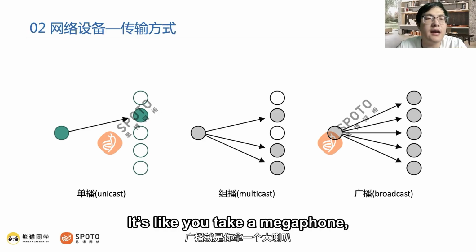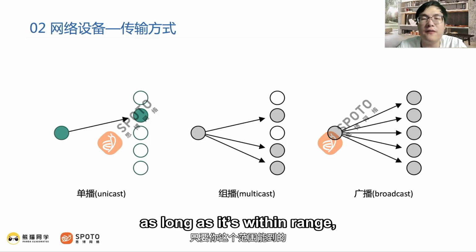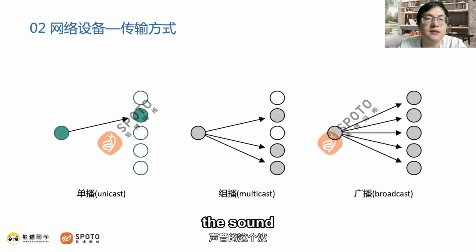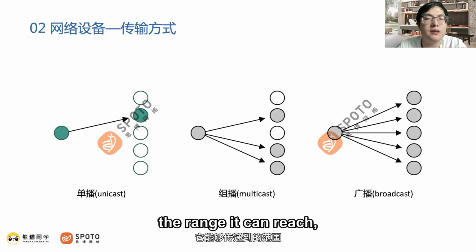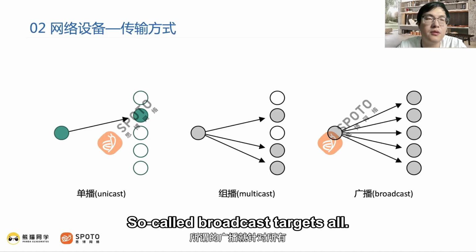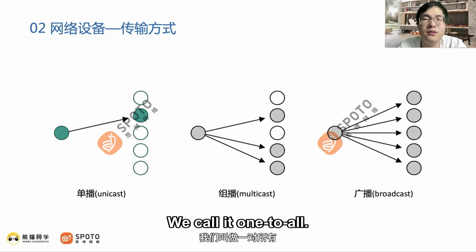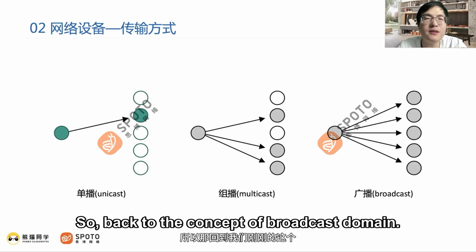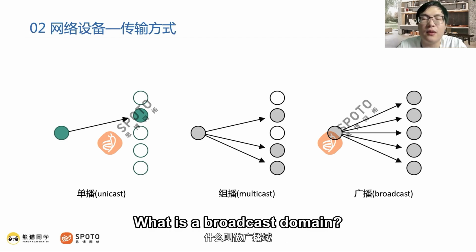It's like you take a megaphone, right? As long as it's within range. Right? The sound wave, right? The range it can reach, all of them can hear it. So-called broadcast targets all. We call it one-to-all. So, back to the concept of broadcast domain. What is a broadcast domain?